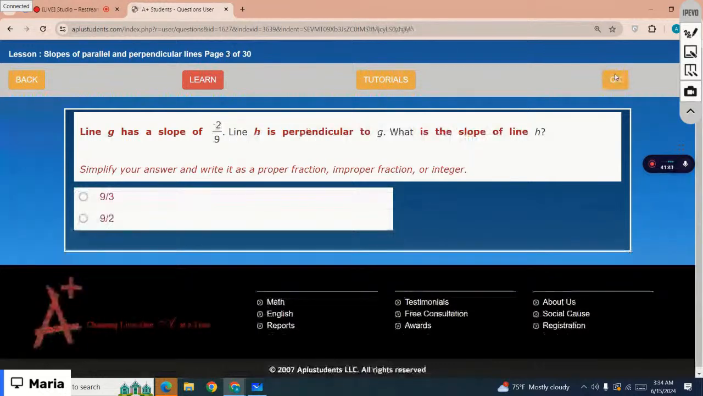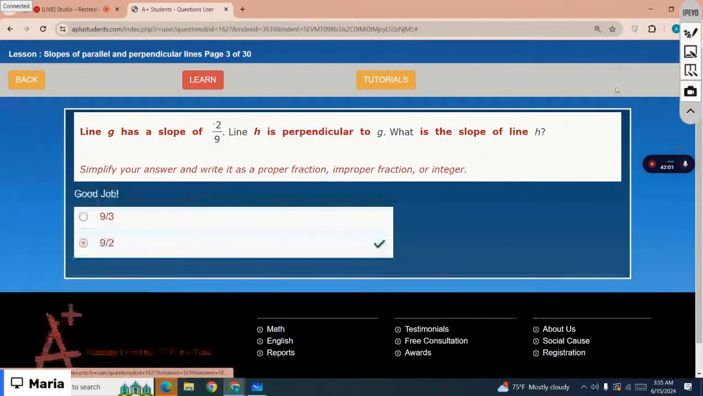Line G has a slope of negative 2 over 9. Line H is perpendicular to G. What is the slope of line H? So they are perpendicular. Perpendicular lines have slopes that are negative reciprocals. So which is the correct option? Yes, that's option number 2. 9 by 2 is the correct option. That is the negative reciprocal of the slope of line G.